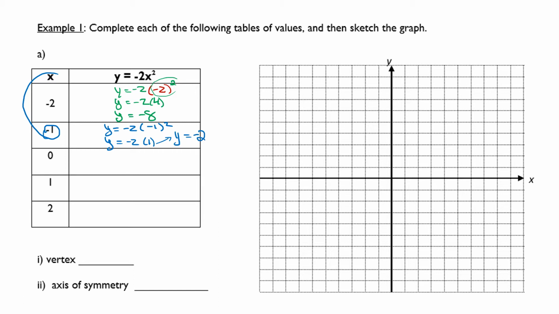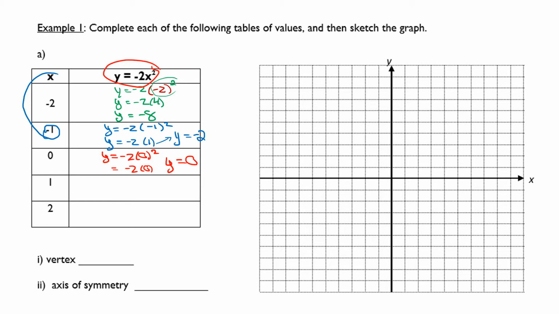Let's do another one. Y equals my equation. I'm always going up to my equation. -2, but instead of X, I'm putting in a 0. So 0 squared is, of course, 0. -2 times 0 is 0. I get Y equals 0.